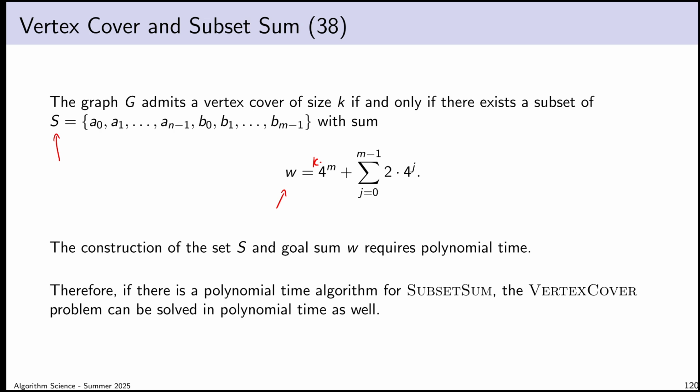And therefore, vertex cover is polynomial time reducible to subset sum, and that means that if I can solve subset sum in polynomial time, which of course I don't know whether that's possible, but if I could, then I can solve vertex cover in polynomial time as well. So there's one pretty involved reduction between two very different problems.